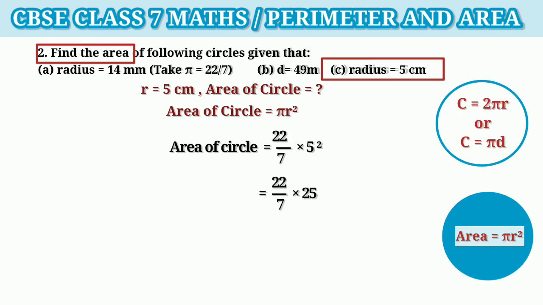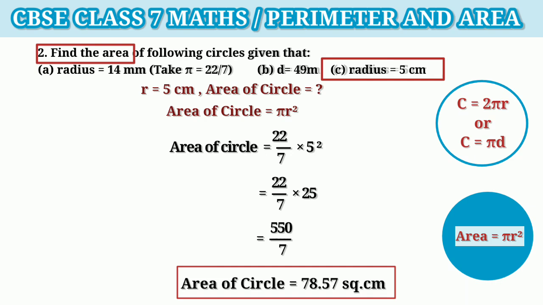22 into 25 is 550. So area of circle equals 550 divided by 7. 550 when divided by 7 gives us the answer 78.57. So the area of the circle is 78.57 square centimeter.